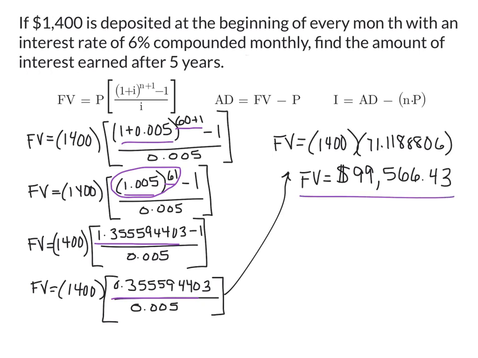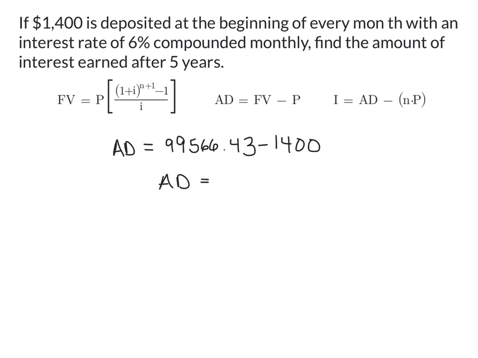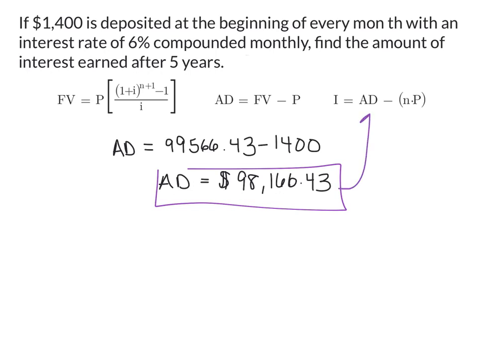Next, we're going to take that value and substitute it in the formula for the amount due. So the amount due equals $99,566.43 minus $1,400. And that gives us a value of $98,166.43. Lastly, we'll take that value and plug it into the formula for interest earned. And that will be our final answer.